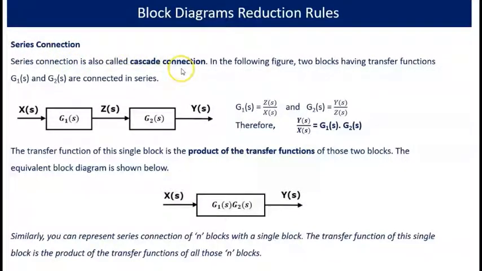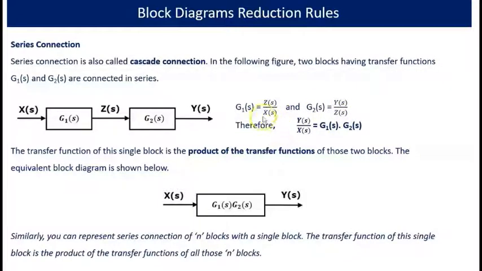It is also called cascade connection. So here two blocks G1 of S and G2 of S are connected in series. In this case, we know that G1 of S is equal to Z of S by X of S, and G2 of S is equal to Y of S by Z of S. That is according to the definition of transfer function. Transfer function is the ratio of Laplace transform of the output by input. So G1 of S is equal to Z of S by X of S, and G2 of S is equal to Y of S by Z of S.